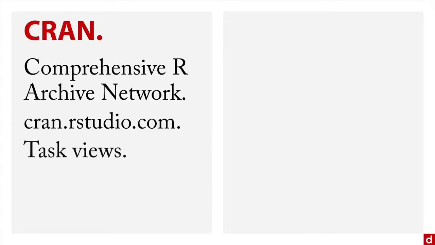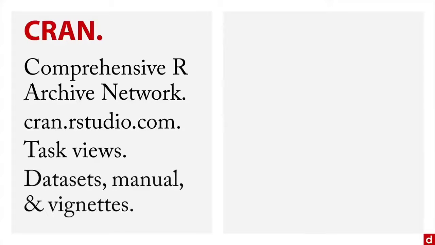One goes by the name of CRAN, and that stands for the Comprehensive R Archive Network. And that's at cran.rstudio.com. And what that does is it takes these 7,000 or so different packages that are available, and it organizes them in topics that they call task views. And for each one, if they've done their homework, you have data sets that come along with that package. You have a manual in PDF format, and you can even have vignettes where they run through examples of how to do it.